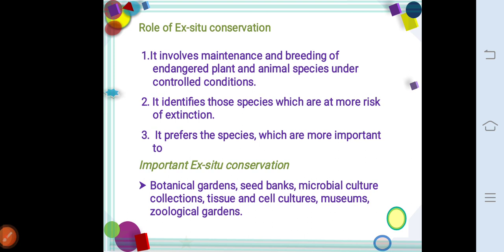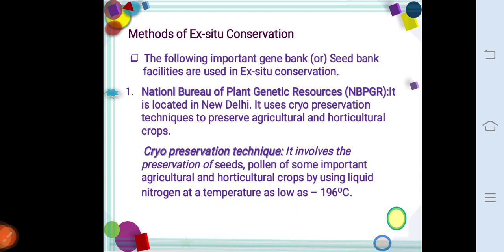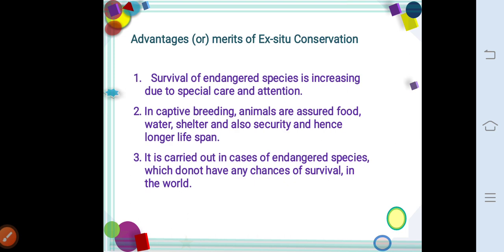Advantages or merits of ex situ conservation: survival of endangered species is increased due to special care and attention. In captive breeding, animals are assured food, water, shelter, and also security, and hence a longer lifespan. Thus, it is carried out in cases of endangered species which do not have any chances of survival in the wild.